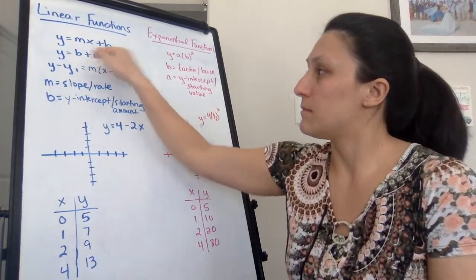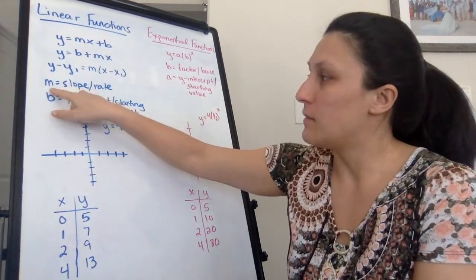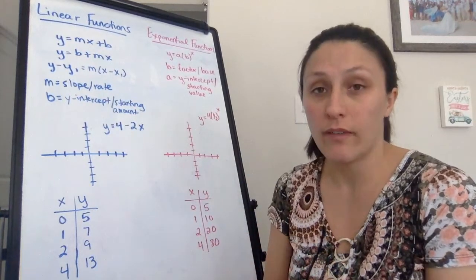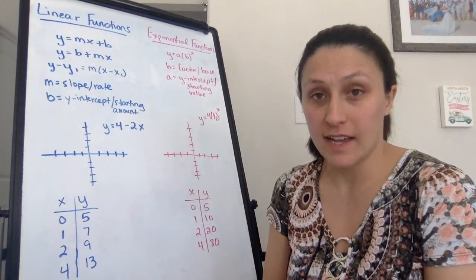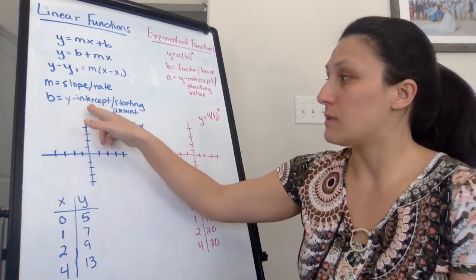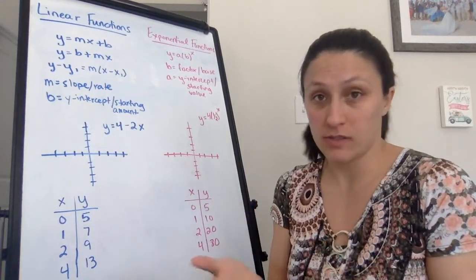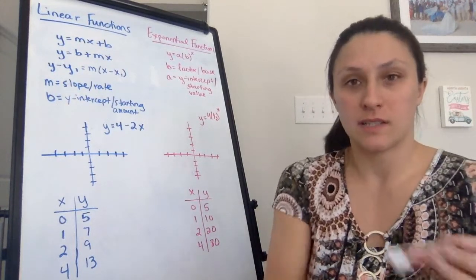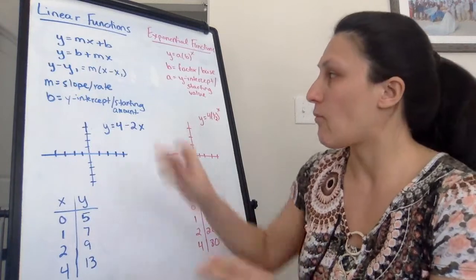In this general equation, m is the slope or the rate of change. That means how quickly the y value is changing as x increases by 1. And the b is the y-intercept, which is the same thing as the starting amount of whatever your dependent variable is. So I'm going to write some of those notes, what I just said, up here.